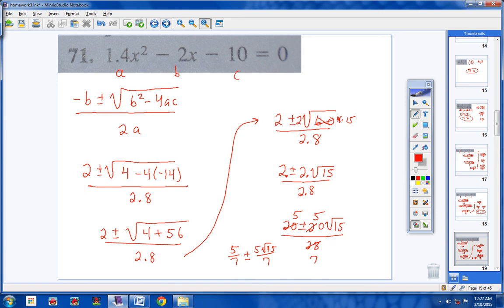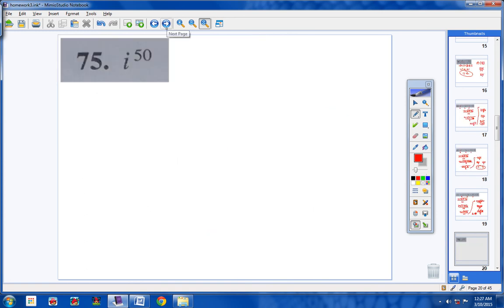Alright, moving on to number 75. Let me look in my book here. It says write the power of i as i, or negative i, or 1, or negative 1. I'm just going to summarize that and say, just simplify it.